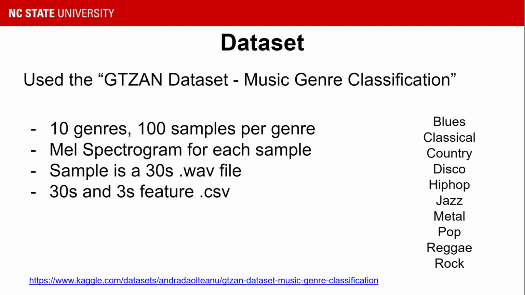Also included in the dataset are a 30-second and a 3-second feature CSV. So this has features for all the samples, and the 3-second feature CSV is actually each 30-second sample split into 10 3-second samples. That will be used later.